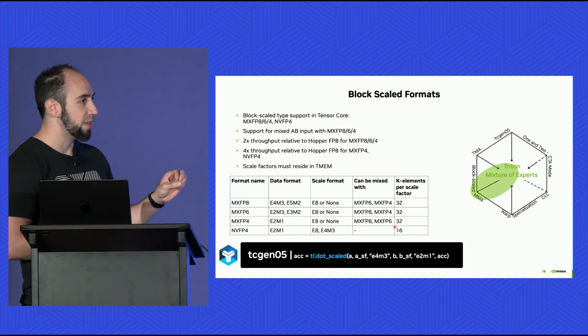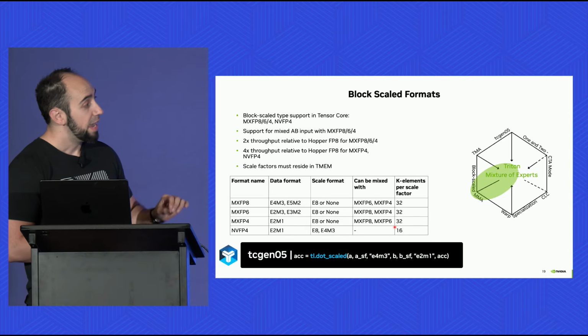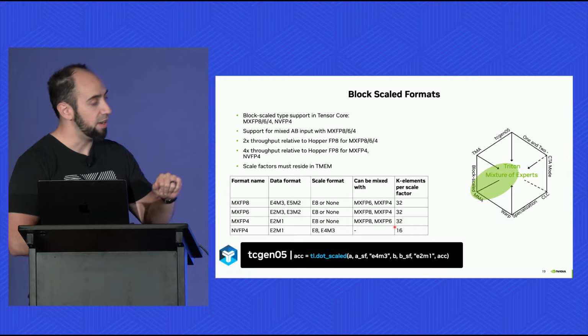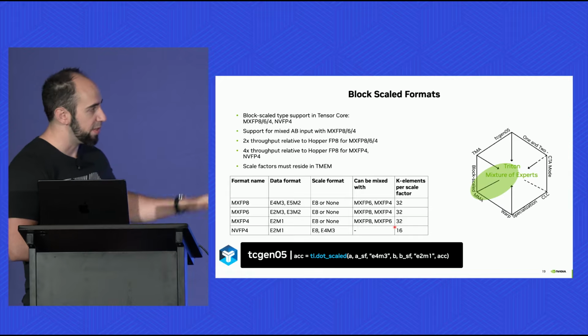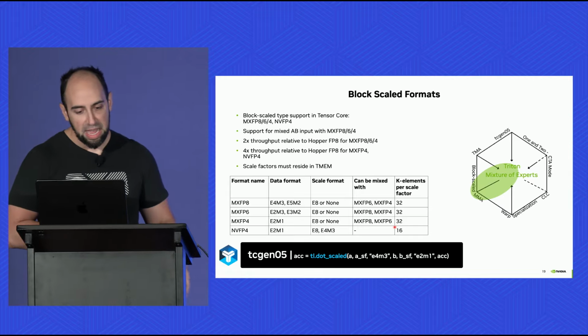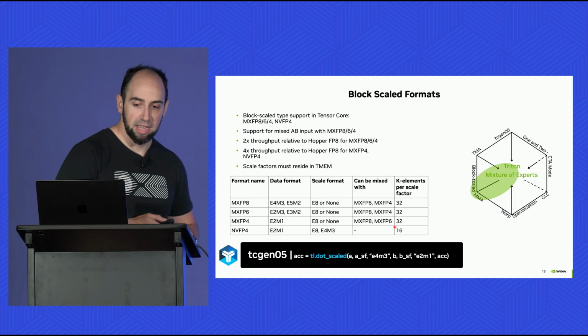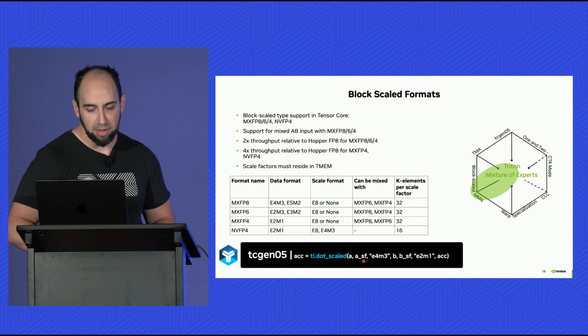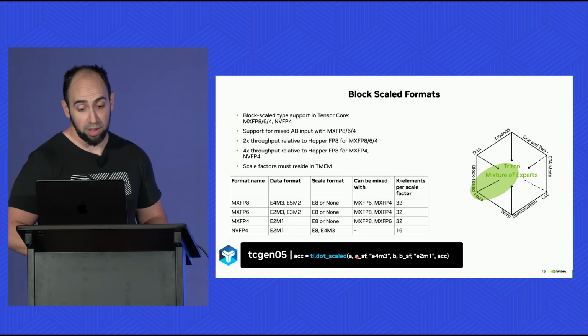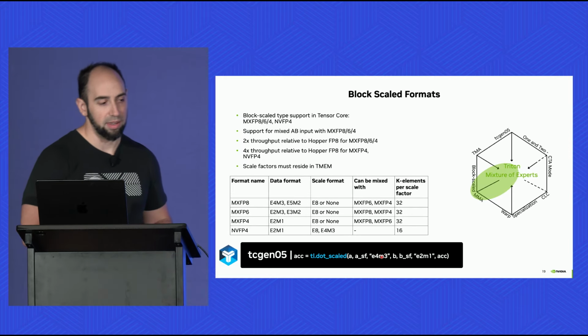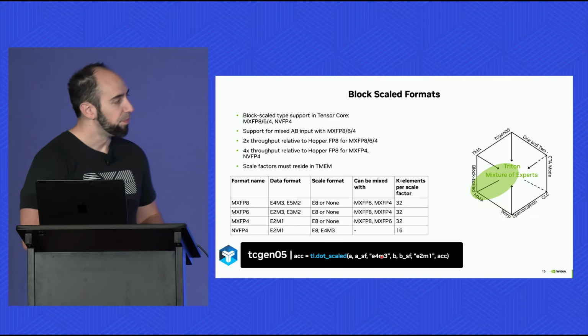And the scale factors, importantly, as I'll talk about a little later, must reside in TMEM before we do our MMA. So we have to marshal them from global memory to shared memory to TMEM. This is exposed in Triton through tl.dot_scaled. It's pretty similar to the dot API, just with an additional scale factor for the A and B matrices, as well as some type information about what format the byte or sub-byte types are.